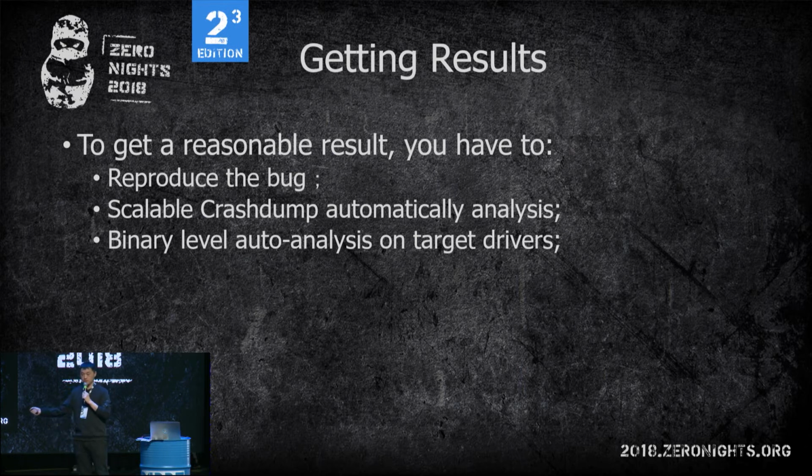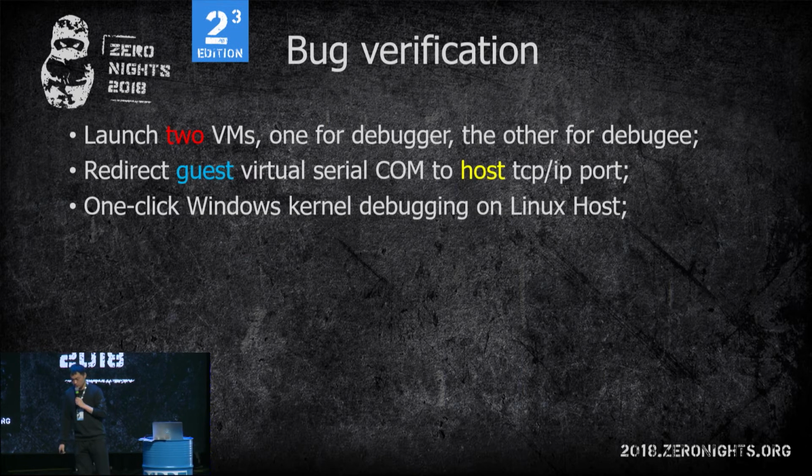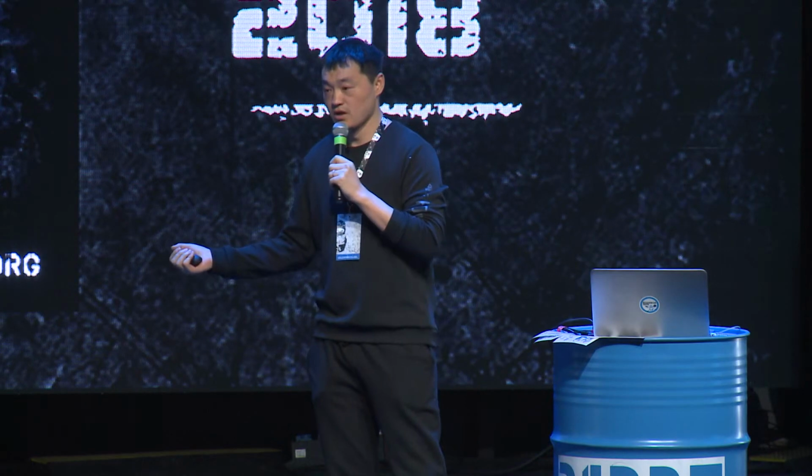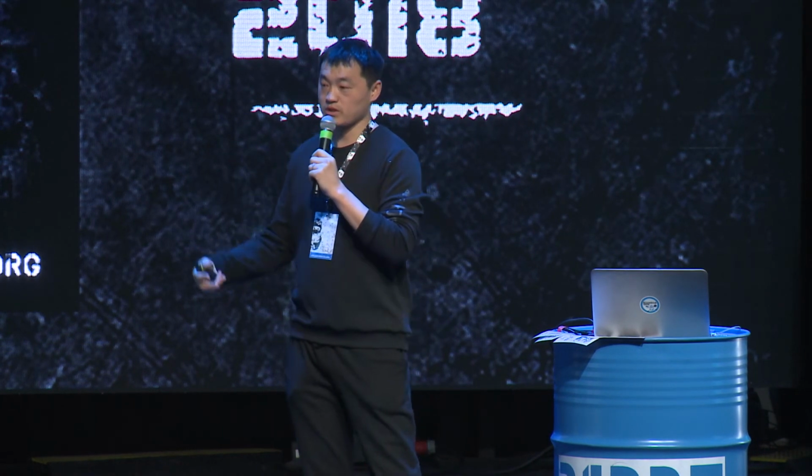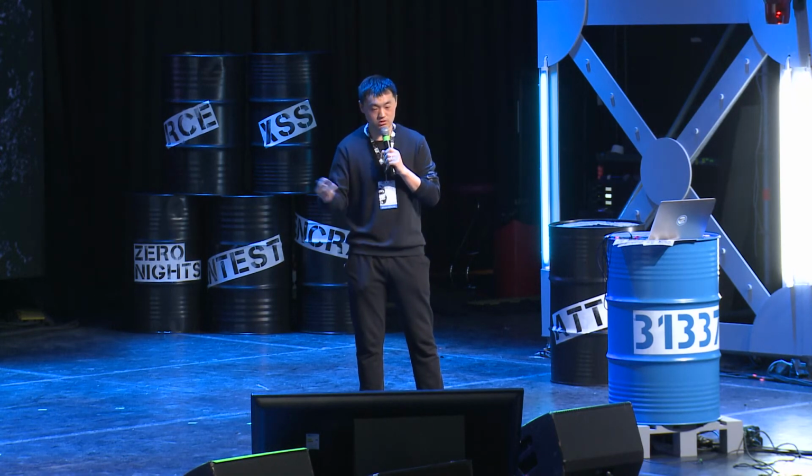So first we have to reproduce the bug, because not all bugs are reproducible. So we have to reproduce. For this purpose, I designed a bug verification system, and because our fuzzing system is running on Linux to enable the kernel KVM, we cannot port this system into the Windows host, so we have to launch 2 VMs to do the kernel debugging.